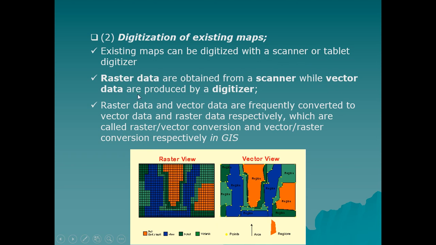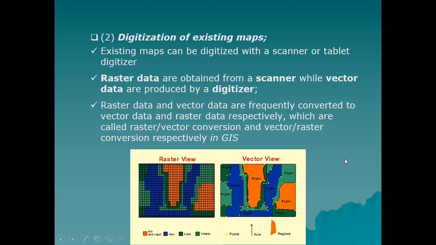So scanning, unlike the previous methods we just looked at in the previous slide, produces raster data, whereas vector data is produced by digitizing. Okay, so you need to remember that's an important point there. Digitizing produces vector data, and scanning produces raster data.